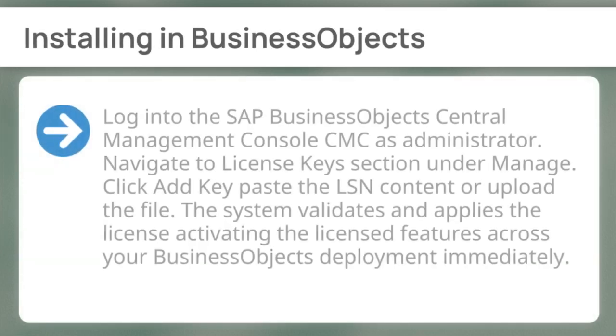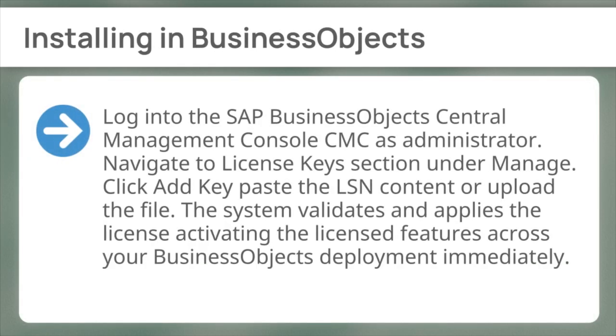First, installing in BusinessObjects. Log into the SAP BusinessObjects Central Management Console, CMC, as administrator. Navigate to the License Keys section under Manage. Click Add Key. Paste the LSN content or upload the file. The system validates and applies the license, activating the license features across your BusinessObjects deployment immediately.